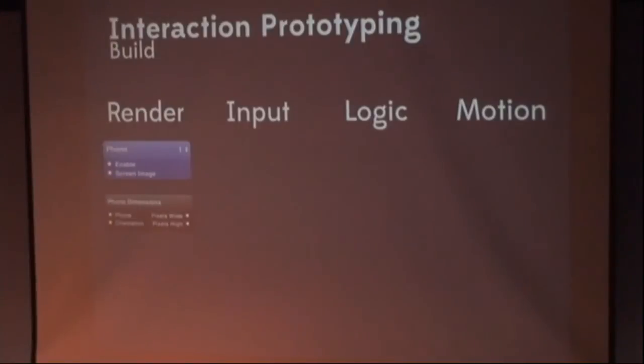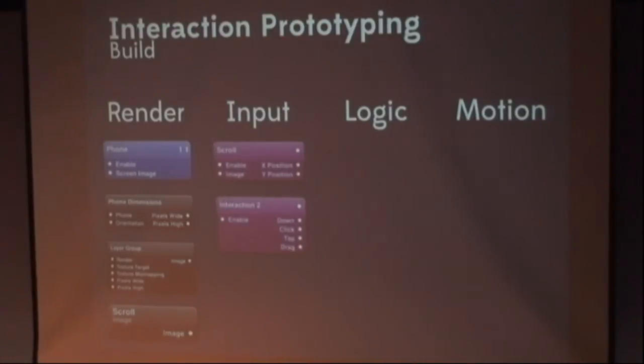For the rendering, we're going to have the phone and phone dimensions patch to produce the skin for the output. We'll use a layer group to compose all the images together into the final scrolling image. We'll use some image patches to put images on the screen. For capturing input, we're going to use a scroll patch and then an interaction patch to capture when the user taps on the status button.